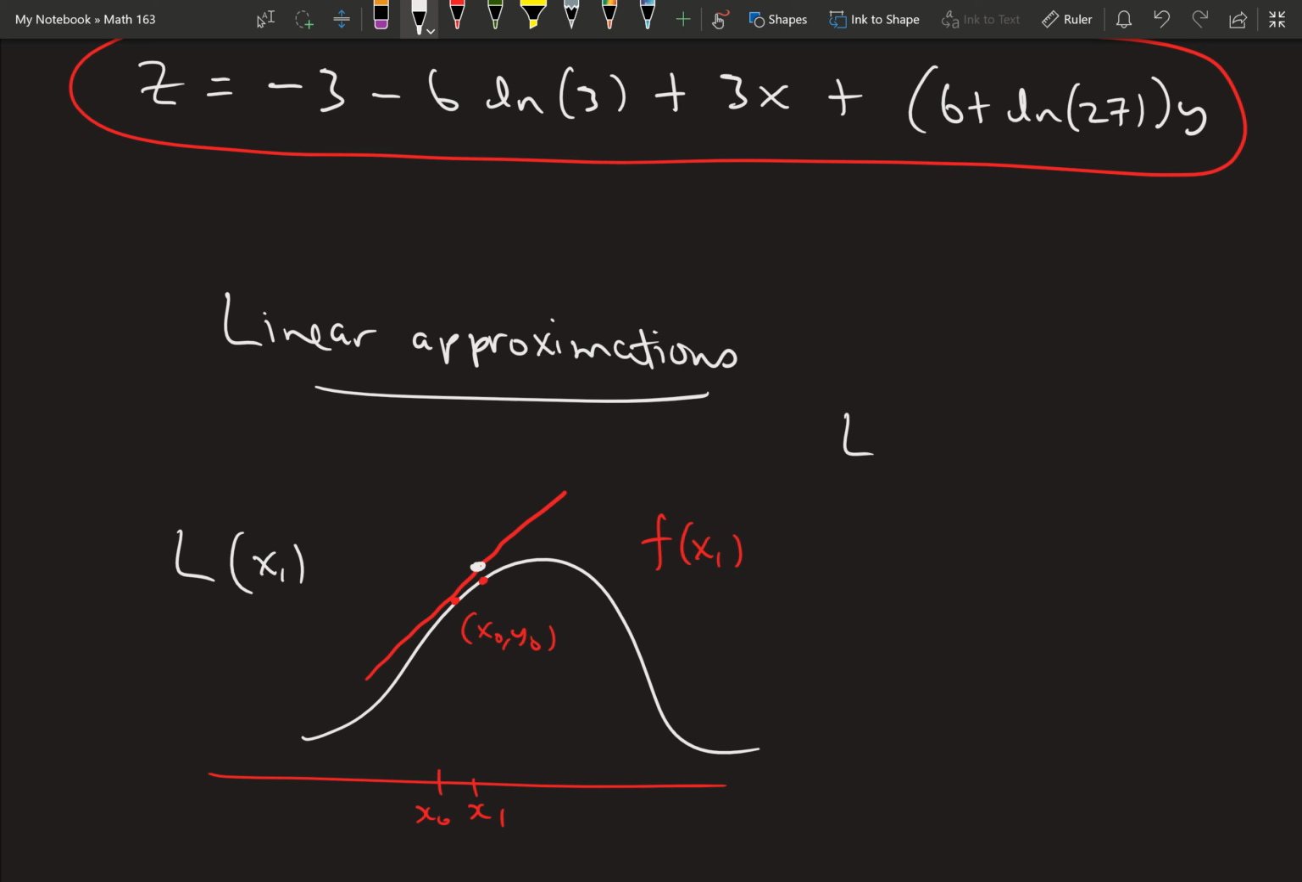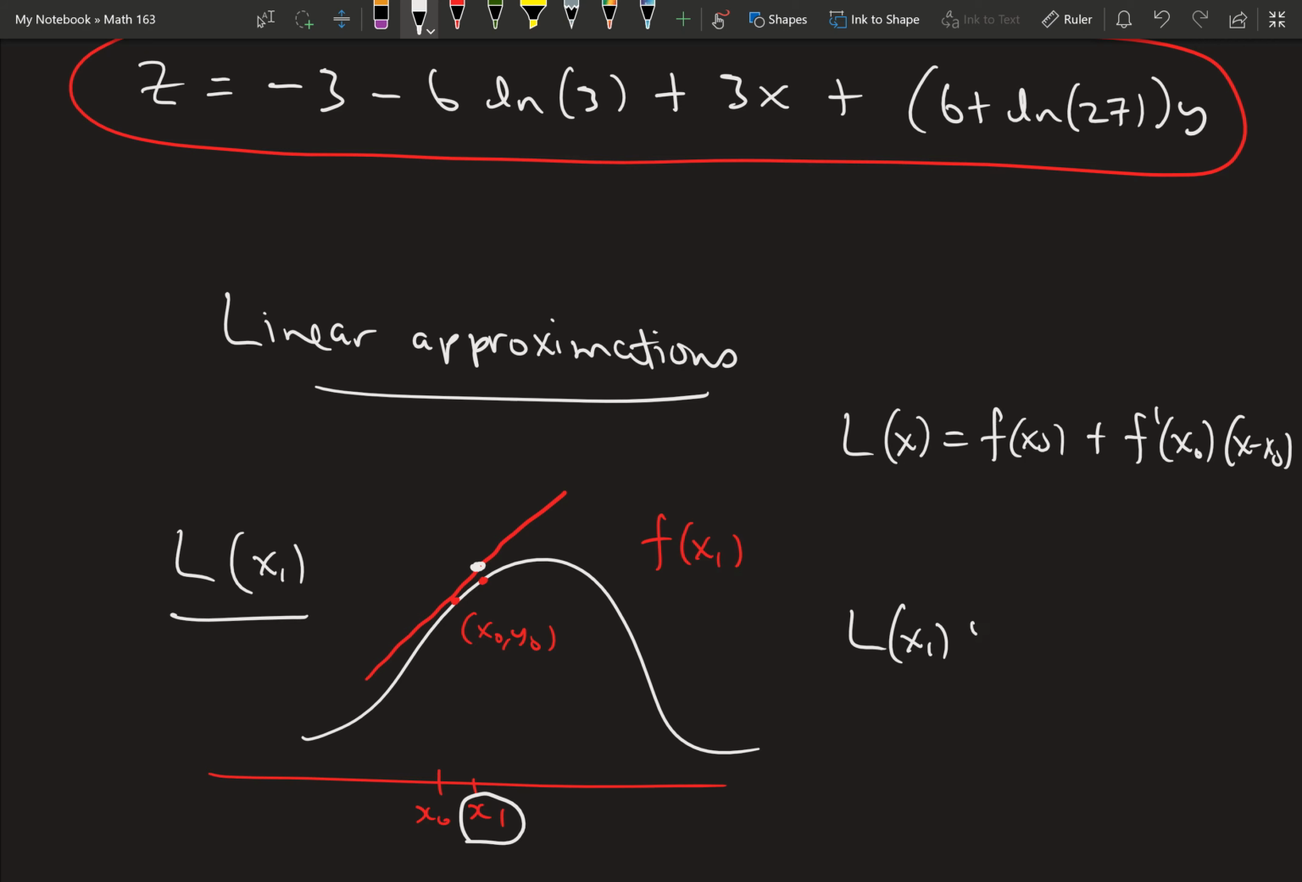It's the equation of the tangent line, where L of x is f of x naught plus f prime of x naught times x minus x naught. So instead of plugging the point nearby, which is x1, into the function itself, which depending on the function can be difficult to compute directly, we can approximate it by plugging it into the equation of the tangent line. So L of x1 is approximately f of x1.